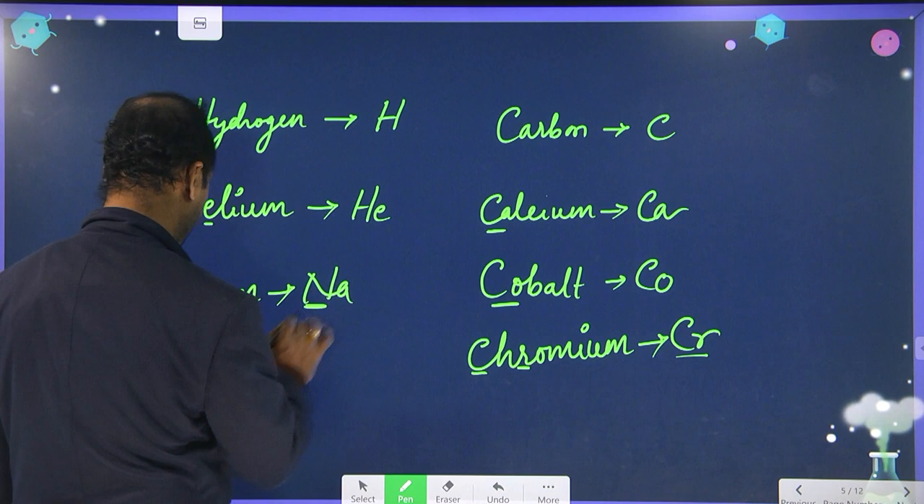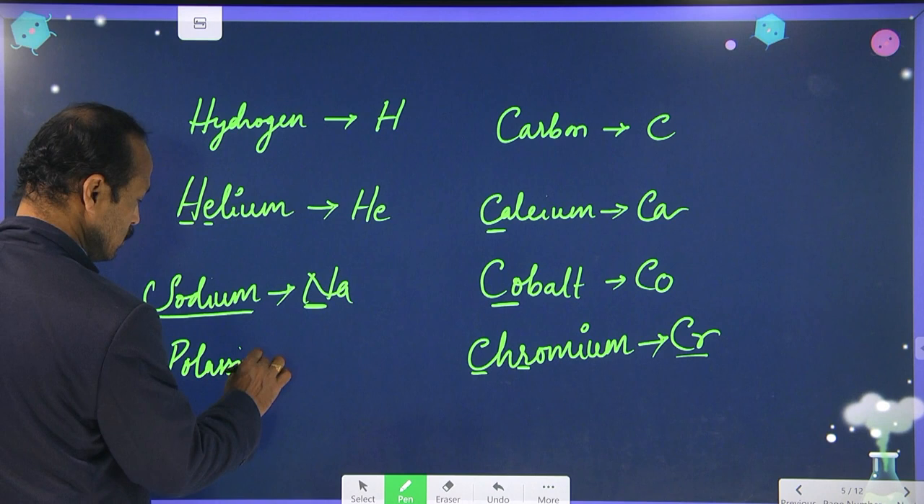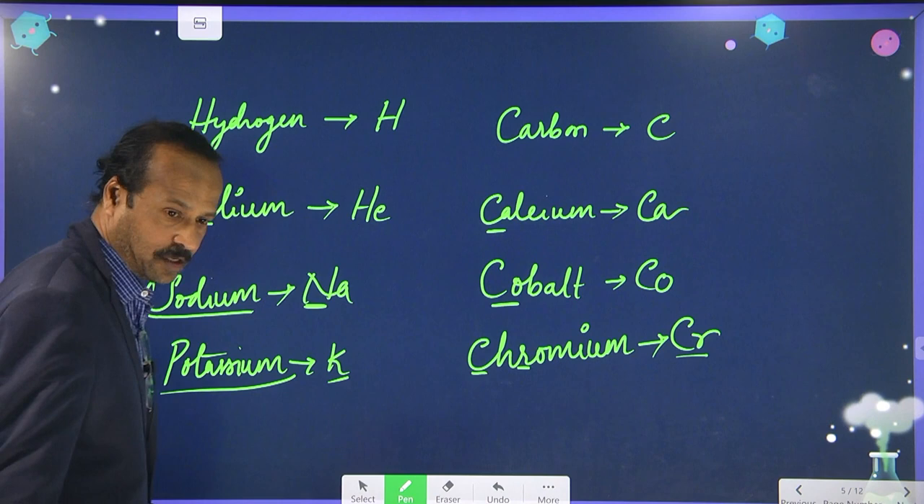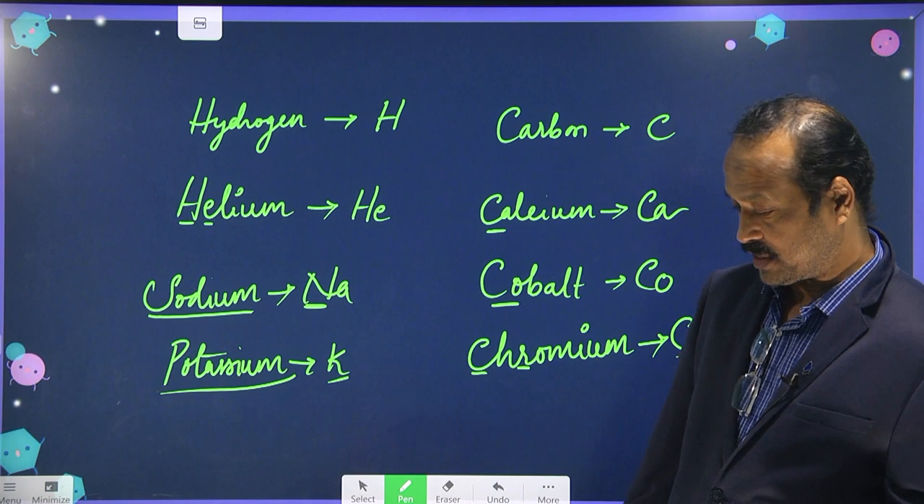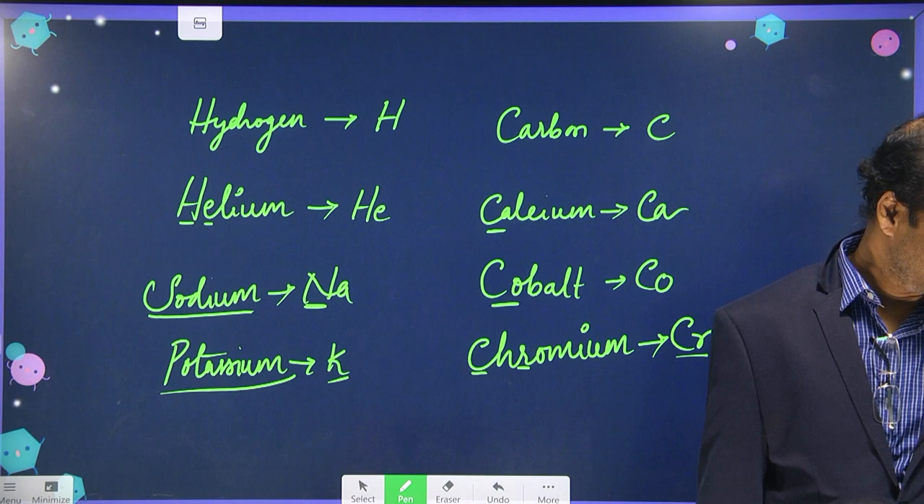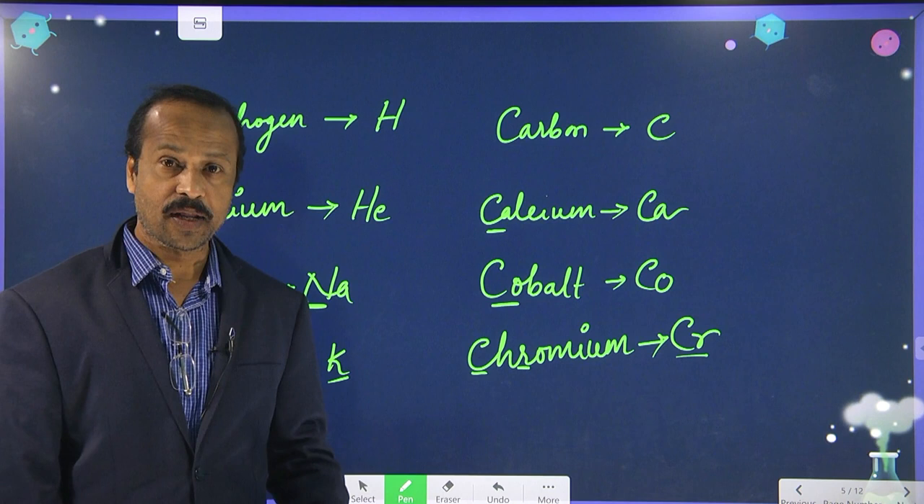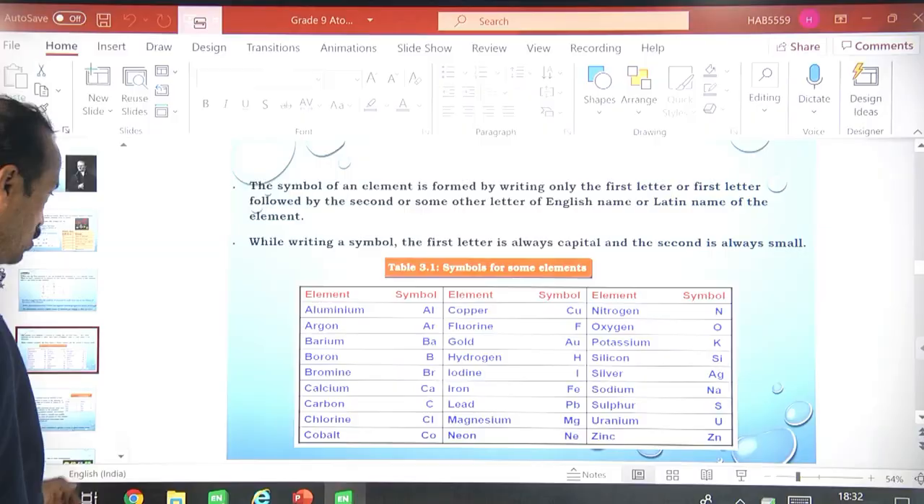Similarly, potassium. What is the symbol of potassium? K. The letter K is not there in the word potassium, but it is taken as K. Why? The Latin name of potassium is kalium, which starts with K. So like this, they have given the prominent letter, or sometimes they have taken the Latin names. In that way, they have given the symbols to the elements. Is this clear to you?